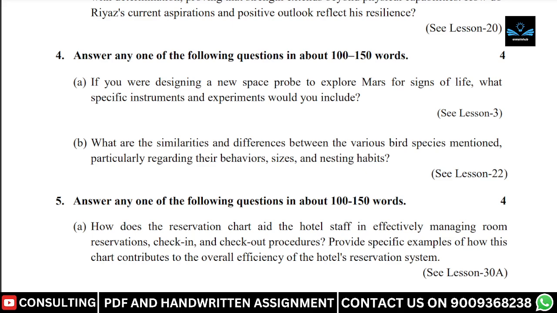This question is taken from lesson 22, and the question is: what are the similarities and the differences between the various bird species mentioned, particularly regarding their behaviors, sizes and nesting habits? This question is basically taken from lesson 22, and the answer is about 100 to 150 words.